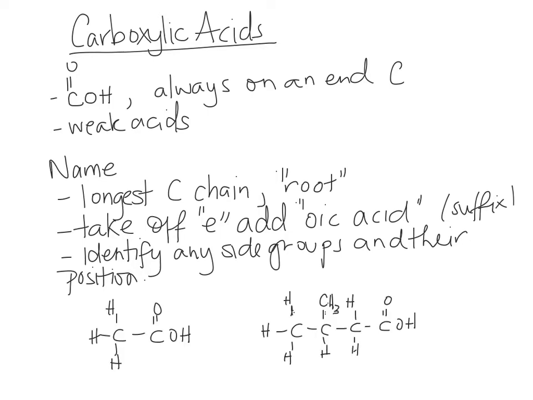So to name these two, if we look at the first diagram, here's your carboxyl group. That's carbon number 1. There's one other group attached. So this is ethanoic acid, because there's 2 carbons in that longest carbon chain. So ethanoic acid.